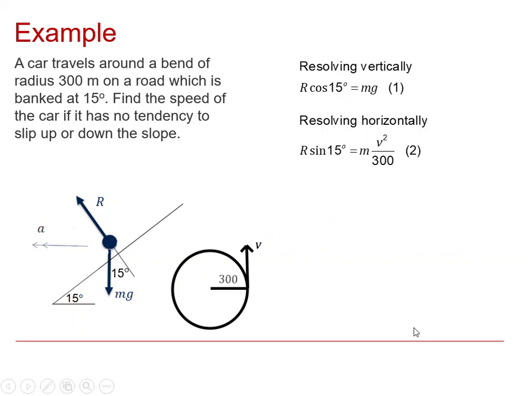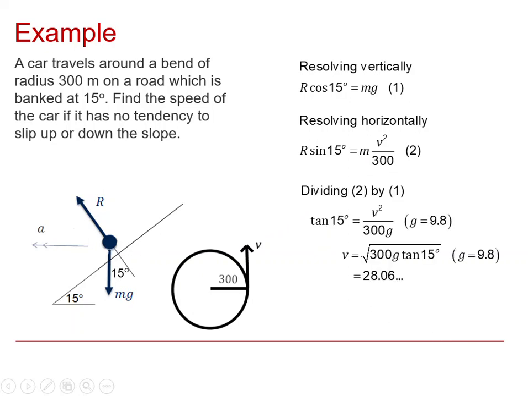The third equation we'll get by working with these two. We can see that the m cancels, so if we divide the second by the first, the R's also cancel and we get tan 15, and we're left with the expression which derives from the acceleration and from the contribution of gravity through g, and that's all. So that's an equation for v squared, which we can solve and then take the square root.